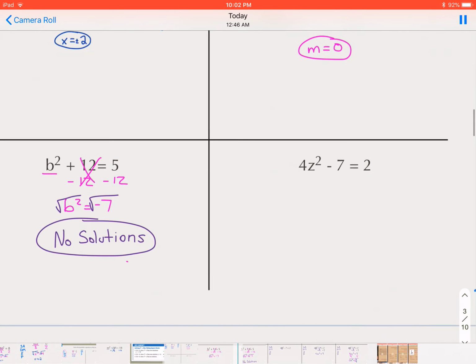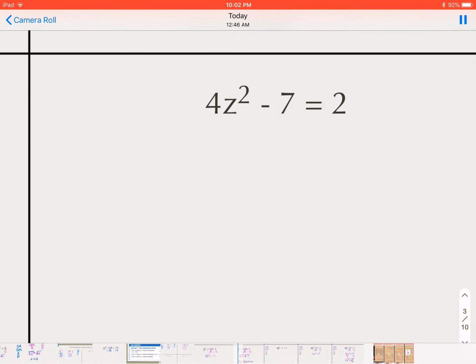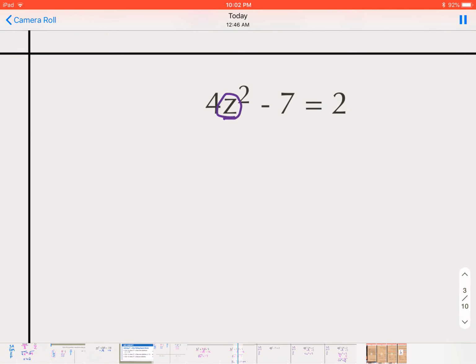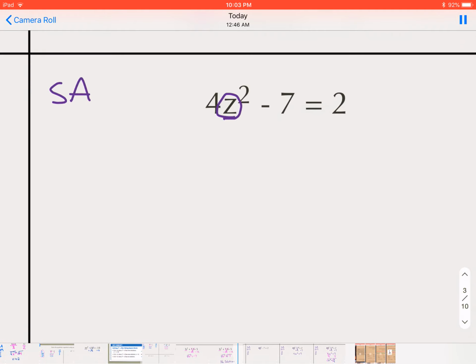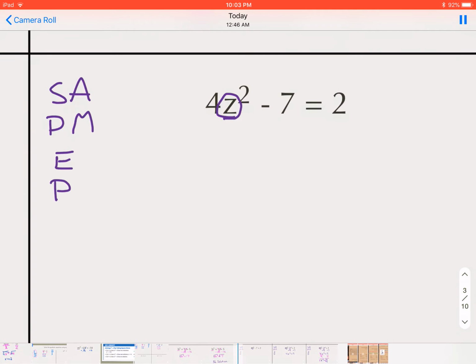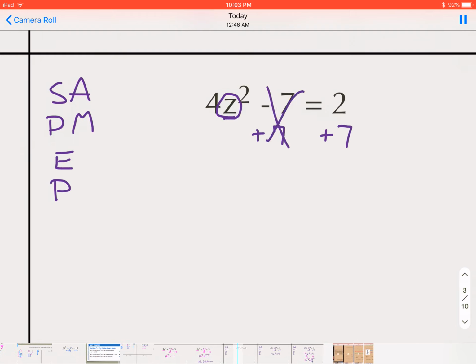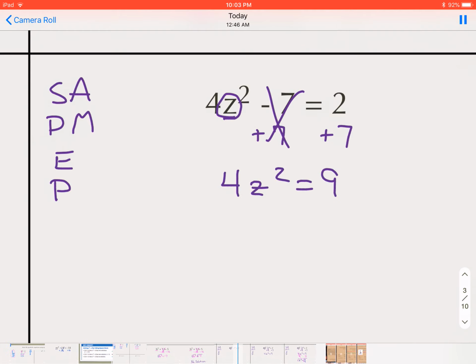Go on to the next one. 4z squared minus 7 equals 2. There is my variable, which is z. I am going to do PEMDAS backwards, so I'm going to follow the rules of SADMEP, and I'm writing that down as I speak. Step 1 would be to see if I have any subtraction or addition. I do, so I'm going to get rid of that negative 7 by adding 7 to both sides. They cancel out. I'm left with 4z squared equals 9.